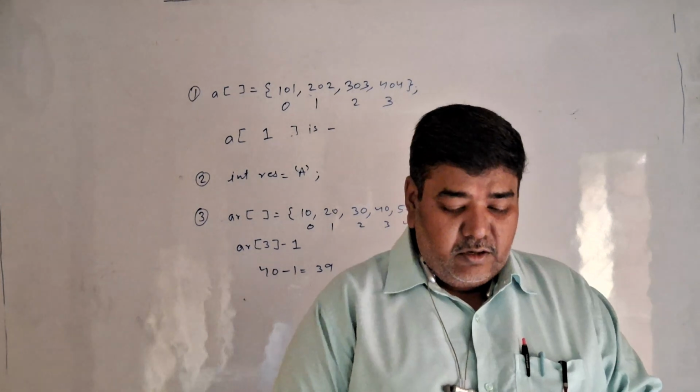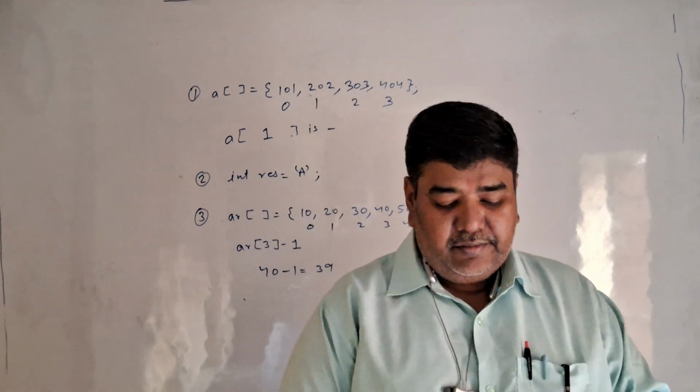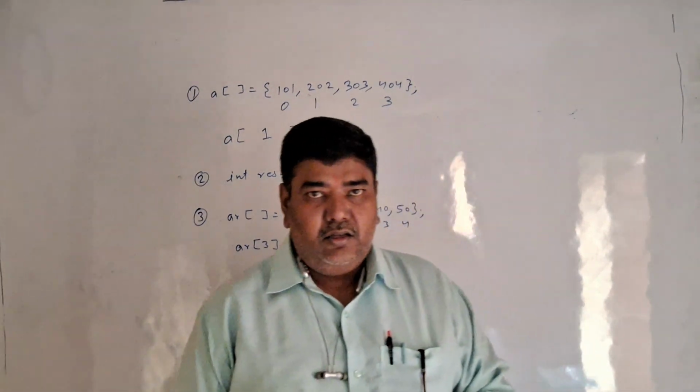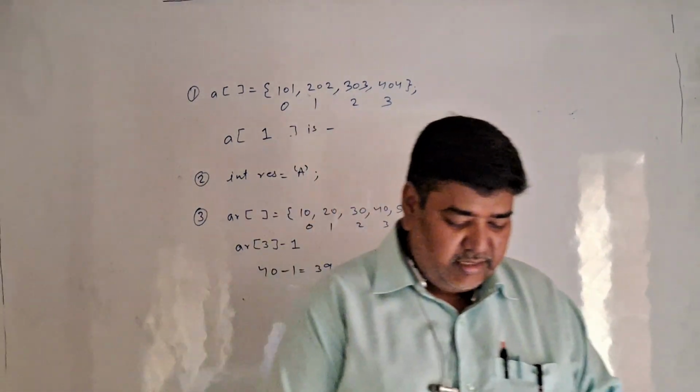The number of bytes occupied by a character array of size 10. Character array. So what is the size of a character? 2 bytes. And 2 into 10, 20 bytes will be the answer.